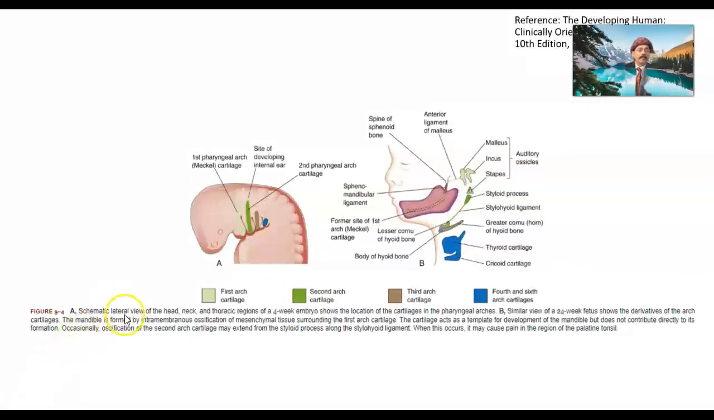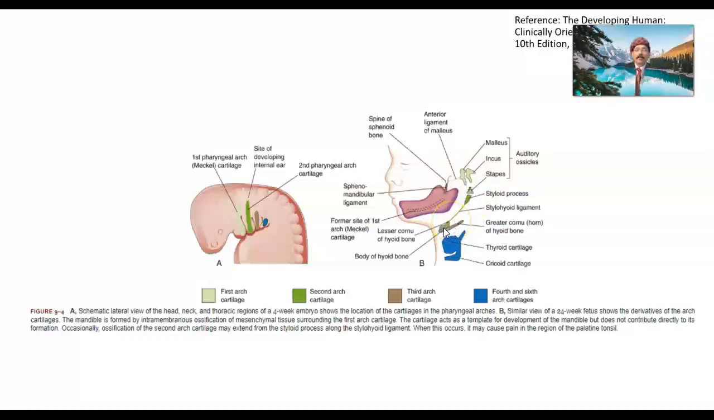Okay. This is a schematic lateral view of the head, neck, and thoracic region of a 4-week embryo showing the location of cartilage. For the first arch you have Meckel's cartilage. For the second arch we have Reichert's cartilage. From the first arch we have two ossicles, the malleus and incus. From the second arch we have the stapes, and here the styloid process and the stylohyoid ligament.